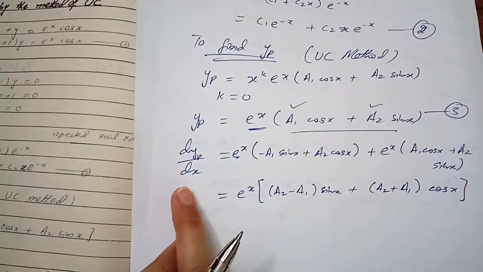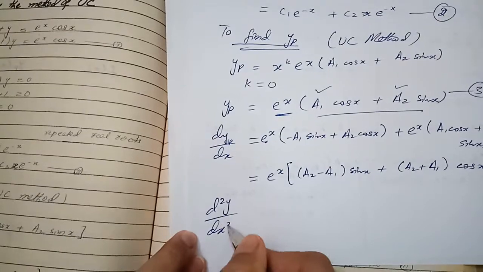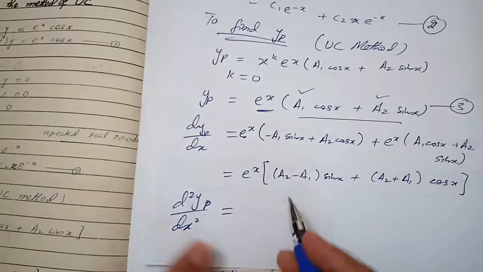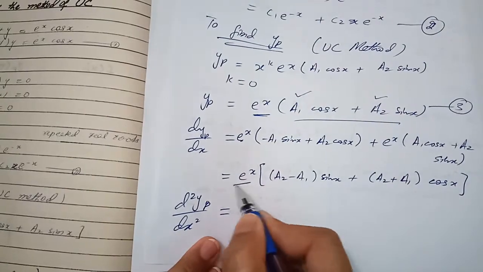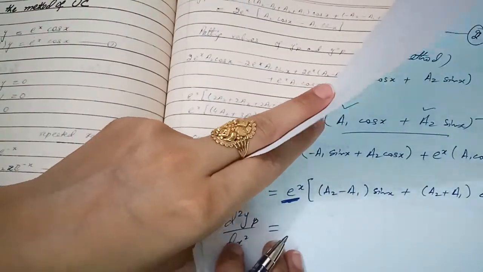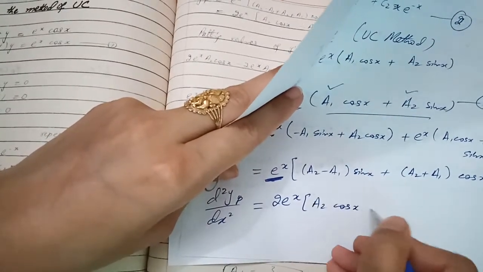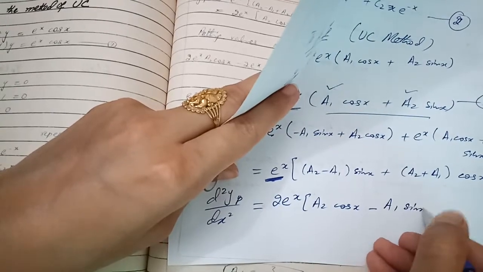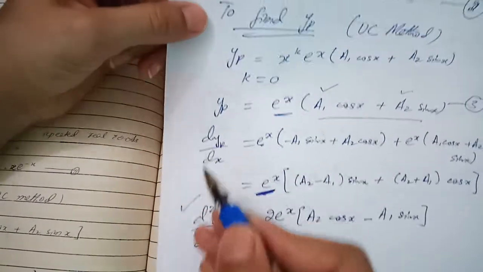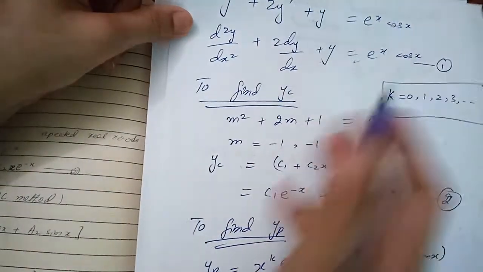Now again find its derivative, because we need its second derivative as well. So it's d2y/dx^2 of your particular solution. Derivative of this thing: again you are going to use the product rule between e^x and this complete bracket. I am going to write up here the final answer, that is 2e^x (a2 cos x minus a1 sin x). Now we are going to use the values of the second derivative, first derivative and yp in the left side of equation number 1.